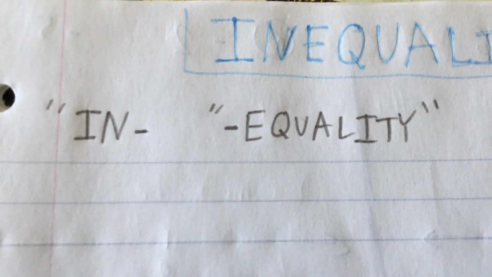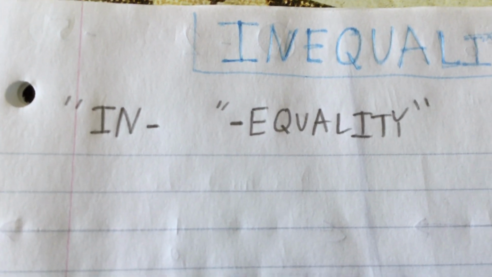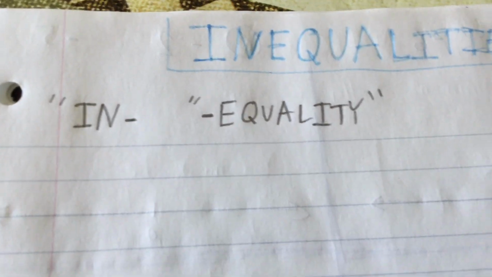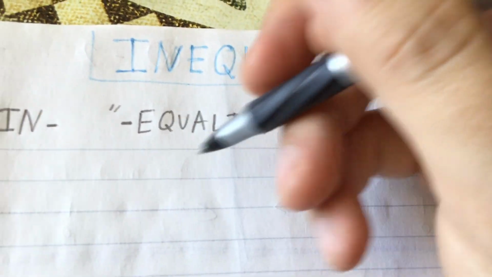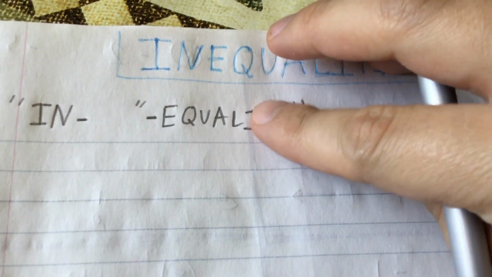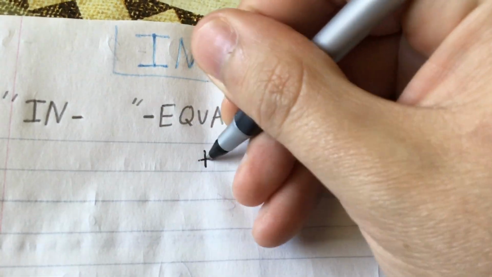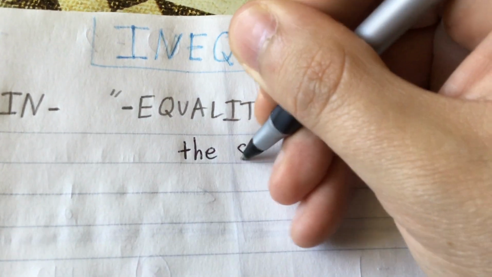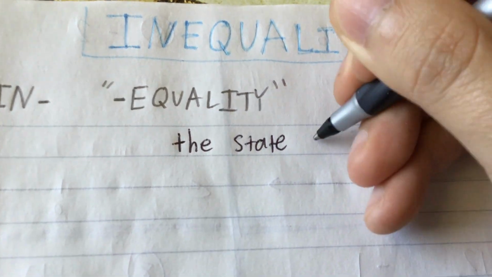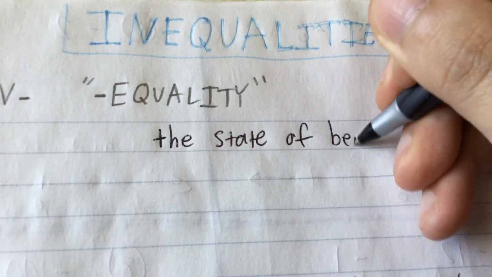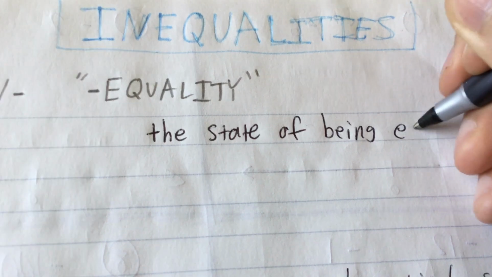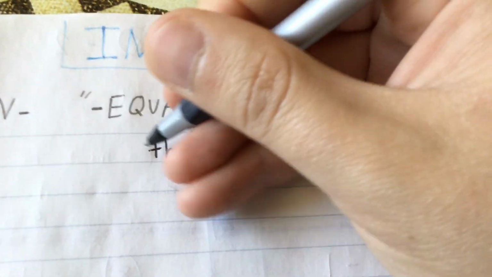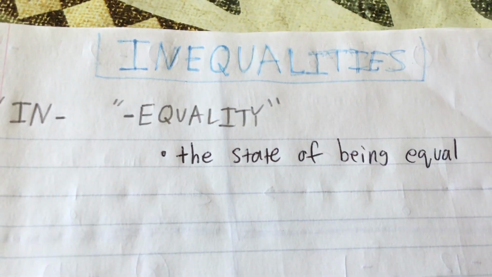We've got a prefix in, and we have the word equality. So if I could just start with the easy part, let's talk about equality. So equality is the state of being equal. Okay, let me just write that down. The state of being equal. Or what is it? I use the word equal in the word equality.